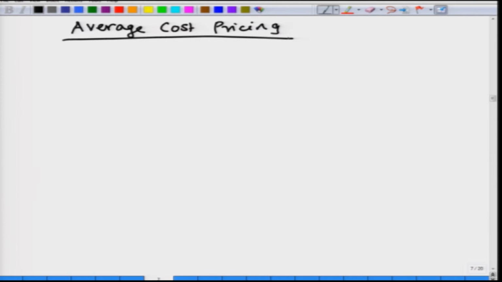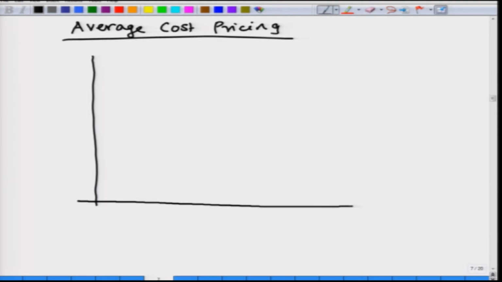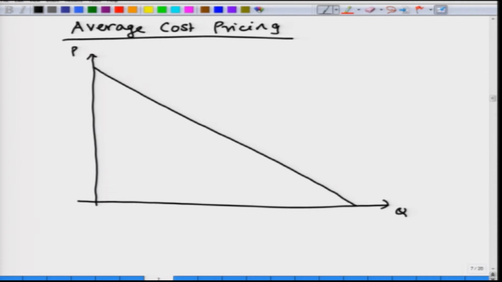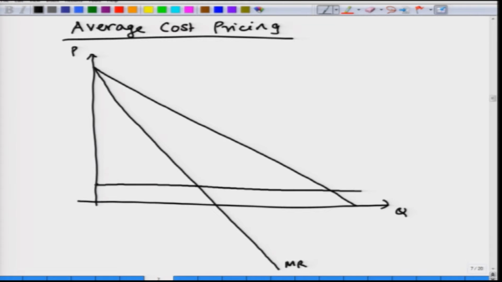Average cost pricing. So, if we look at the demand curve again, and the marginal revenue curve, this is the marginal cost as before, and let us say that the average cost is here. This is the average cost curve, right.